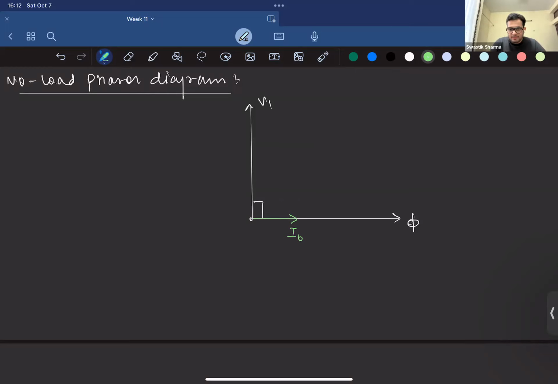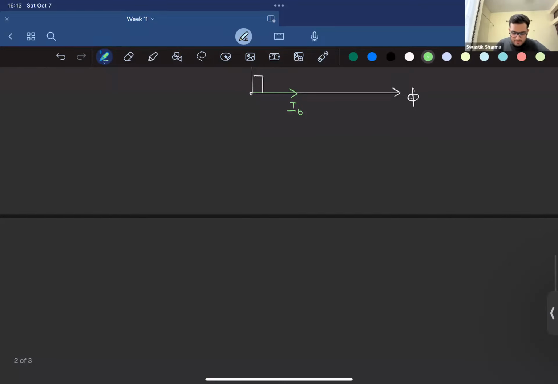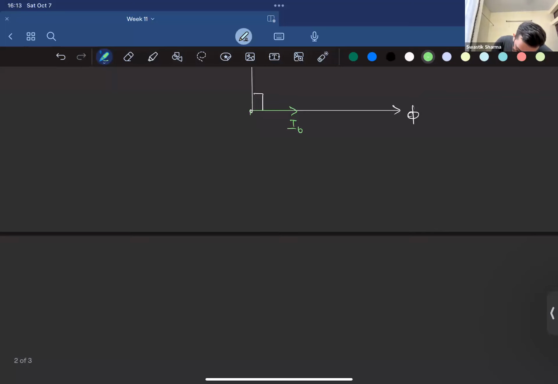Then after flux is produced, what happens is there is a production of EMF. There's an induction of EMF, right? An EMF is induced in both the primary and secondary coils, right? So that means after flux is provided, the EMF is induced. So that means the induced EMF will lag the flux phi, right? So E1, E2, they lag. Now I can prove how E1 and E2 are lagging, right?